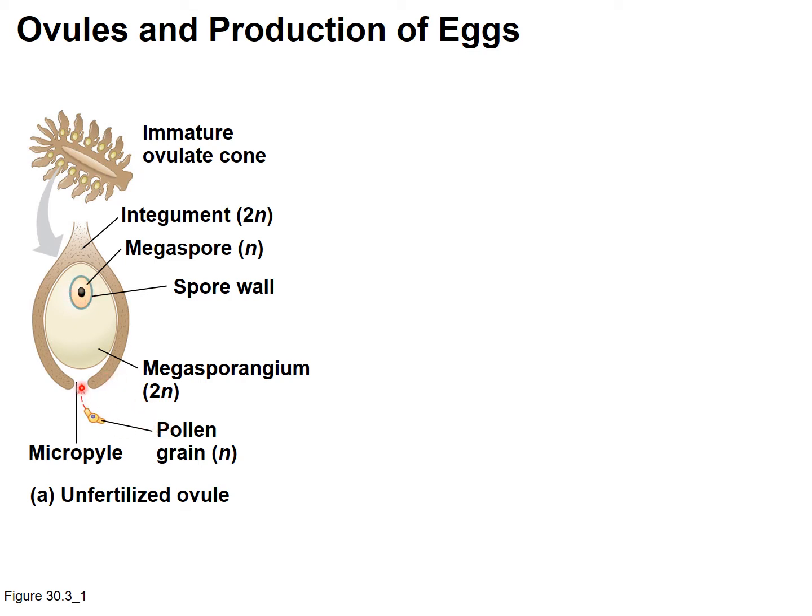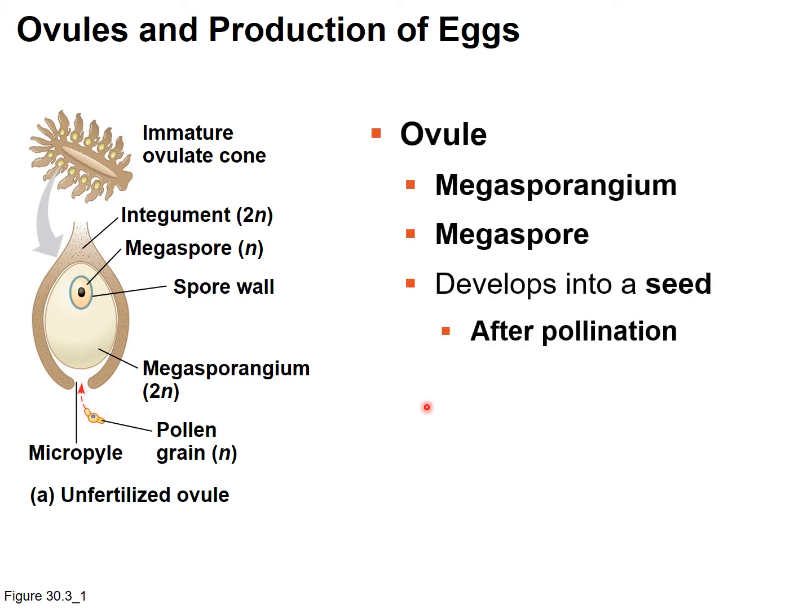Now, what's ultimately going to happen, and what we're going to be talking about, is pollination. So pollination is basically the process of the transfer of the sperm in the pollen to the egg in the cone. Now, the ovule, again, contains the megasporangium, and then we have the megaspore inside there, which contains the egg. Now, with the integument, there's only one integument in the gymnosperms, and there's two integuments in the angiosperms. And we'll see that when we get to the life cycle of the angiosperms.